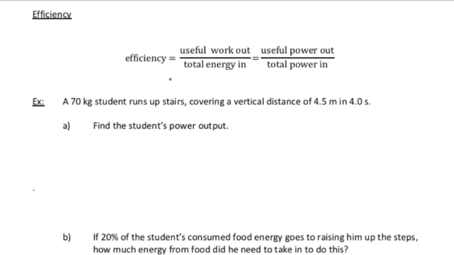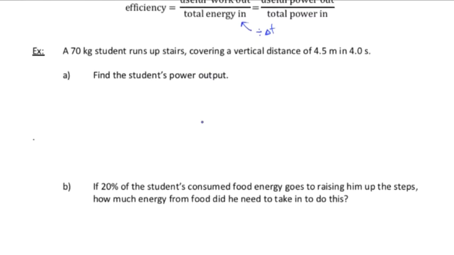Now let's talk about efficiency. Efficiency is defined as the useful work you get out divided by the total energy you have to put in to get that useful work out. Or equivalently, because you could divide both the numerator and the denominator here by the same time interval, because they're happening over the same time interval, that would get you from work or energy to power, because power is the time rate of change of energy. So equivalently, efficiency is the useful power out divided by the total power in.